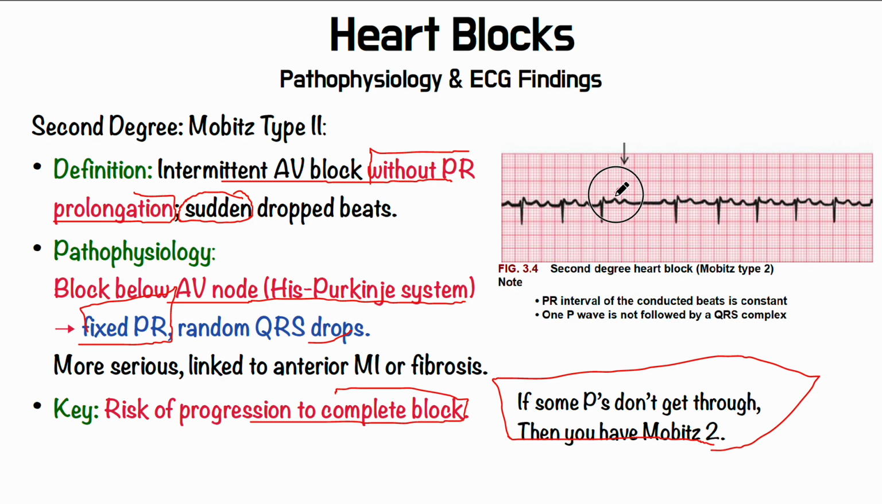Here you can see the PR interval of the conducted beats is constant. They are constant, right? And then one P wave is not followed by a QRS complex here. There is no QRS complex here. That is the ECG finding.